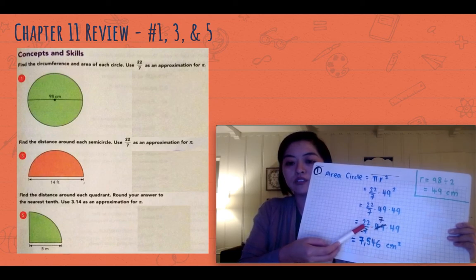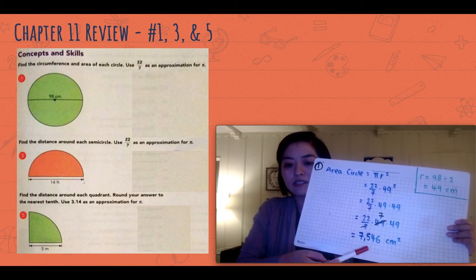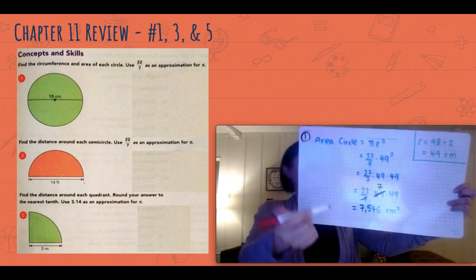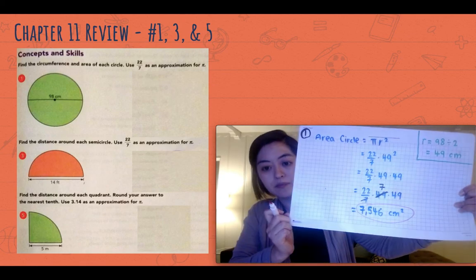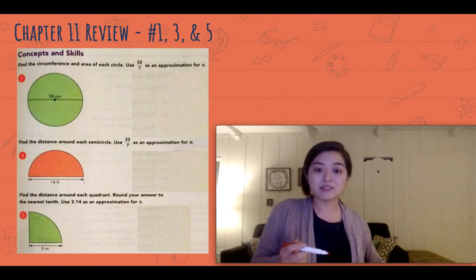So then now it's 22 times 7 times 49, which is 7,546 square centimeters as my answer. And I'll just circle that in red.